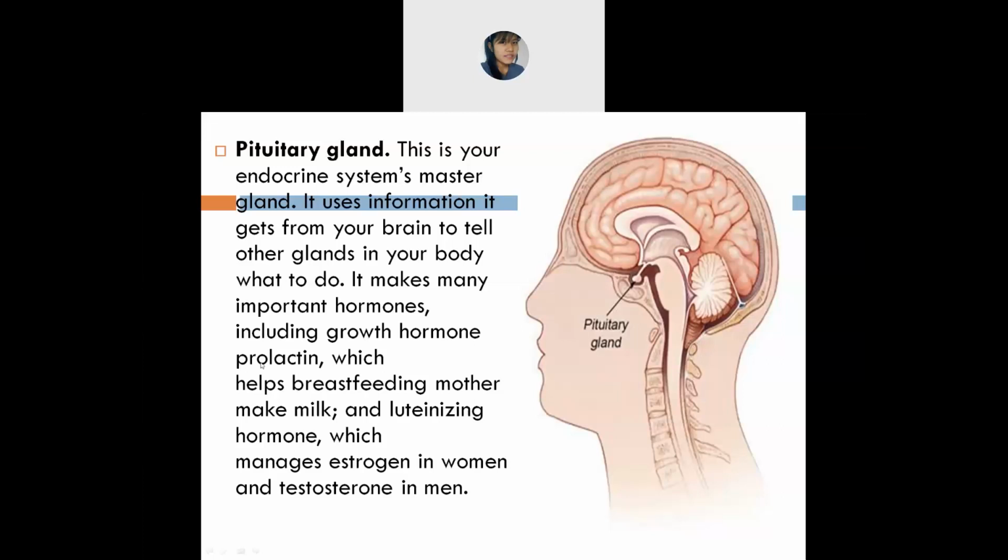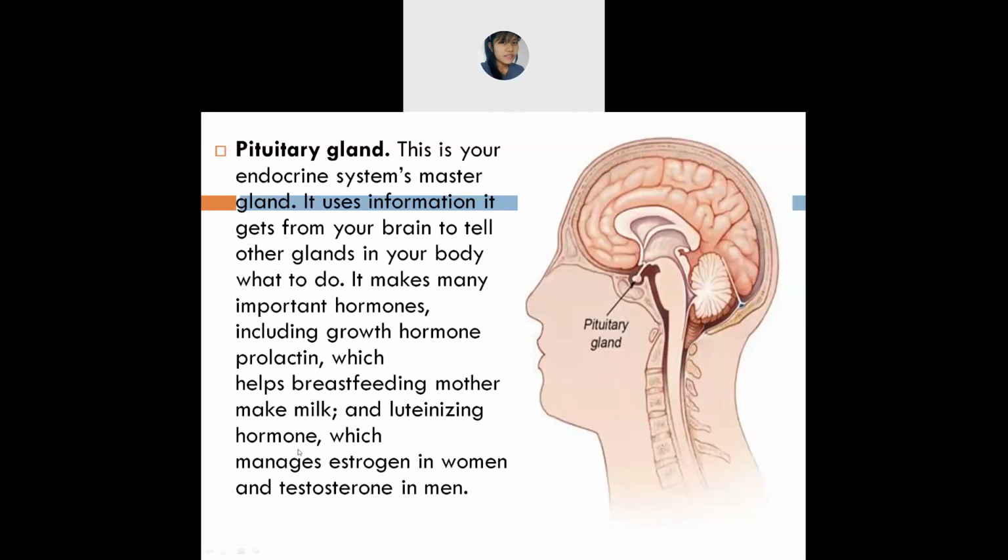The name of the hormone is prolactin. Okay, the name of the growth hormone is... oh sorry, not prolactin. Prolactin is responsible for breastfeeding. For a breastfeeding mother, this prolactin is the name of the hormone which helps the pituitary gland to release it. Prolactin is the name of the hormone which works in the woman, you can say, for releasing breast milk.